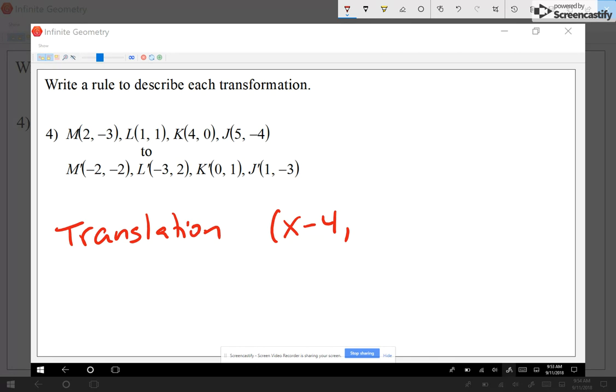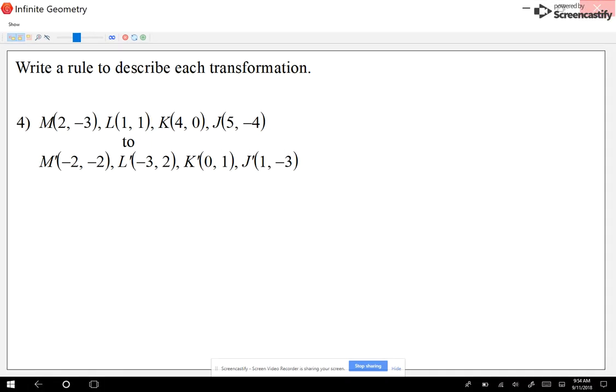Now, if you look at the y values, it seems like we're adding 1 to the y's. Whichever y value you look at, you're adding 1 to each y. So that's basically what I will write. Translation x minus 4, y plus 1. Don't forget, whenever you type it, there's a space after the comma. Does that make sense? I still see faces that say not really.